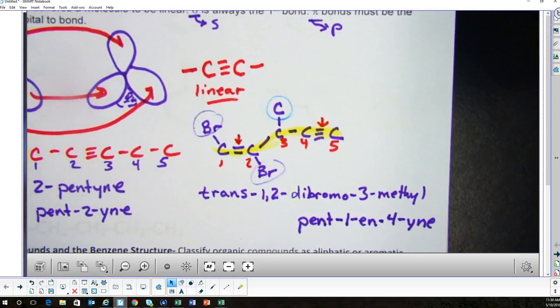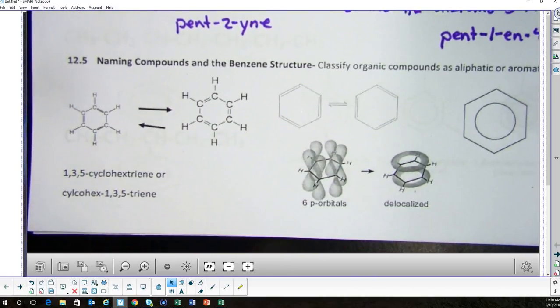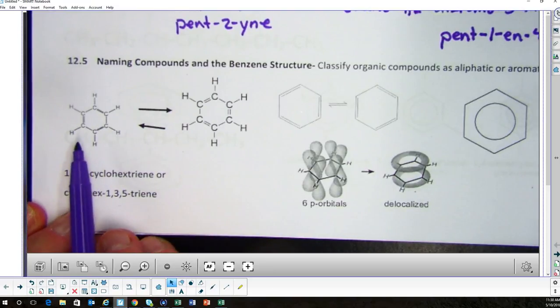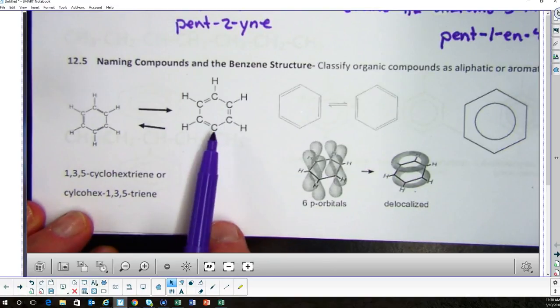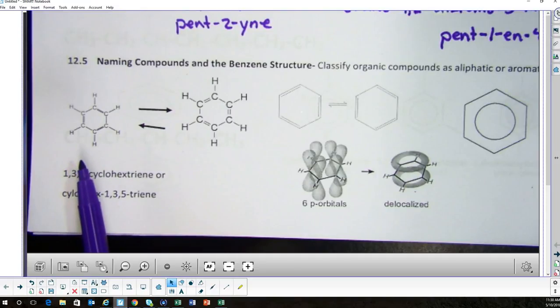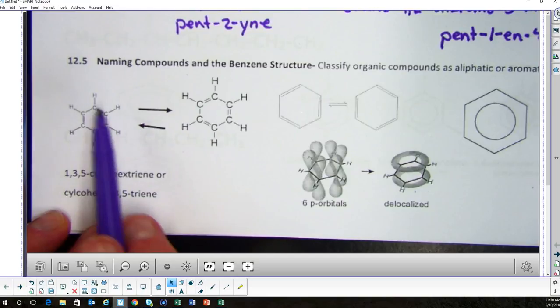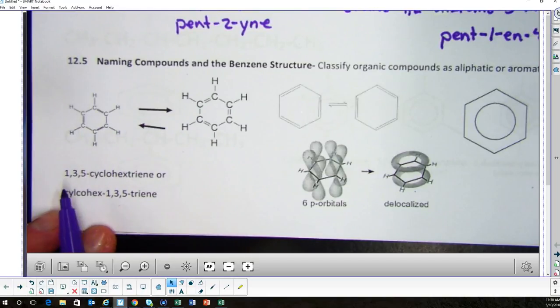Okay? All right, let's look at the next thing here, 12.5. We have talked about benzene rings before, but this is where we're going to go into benzene rings a lot. These are the expanded structure of a benzene ring. It can go back and forth because it can spin in space, so we don't ever really know exactly which one's a double bond and which one's a single bond. But if I were to name that, normally it would be 1,3,5-cyclohexatriene, or you could do cyclohex-1,3,5-triene.